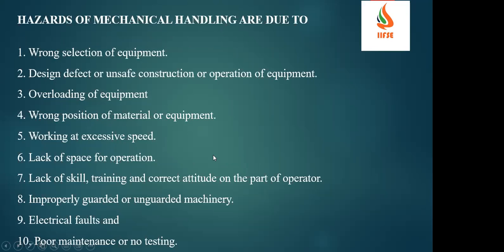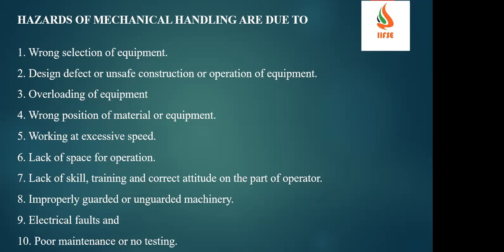Then if you see in mechanical material handling, what are the hazards? Selection of equipment, which means based on the weight, the chemical nature, the shape, and the condition of the material, you have to select the equipment. For example, for lifting a 3 ton weight, you have selected a 2.5 ton pallet jack or pallet stacker.